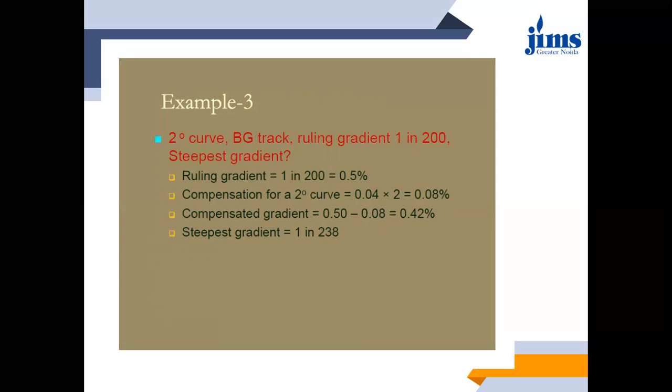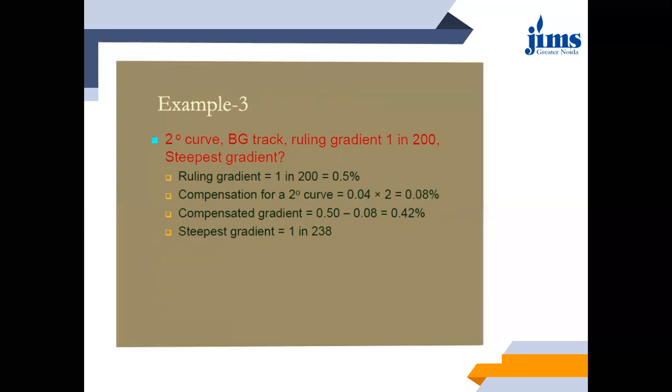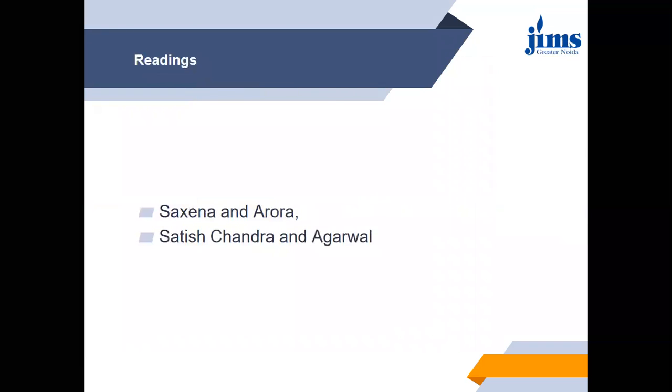And what is the compensated gradient? 0.5 minus 0.08, that is 0.42%, which is the steepest gradient. So the steepest gradient that you can provide over here is 1 in 238. So this was all about the vertical curves and gradients.